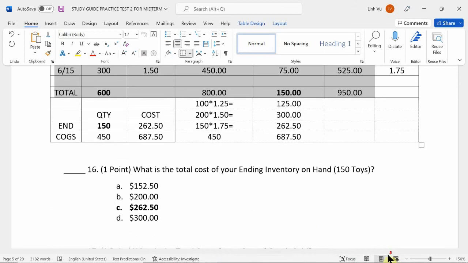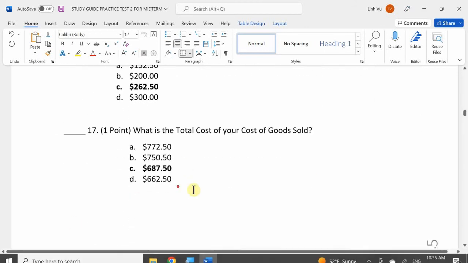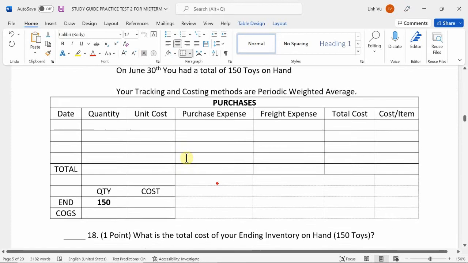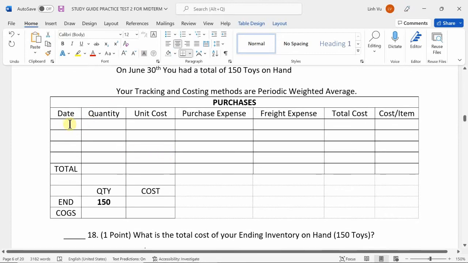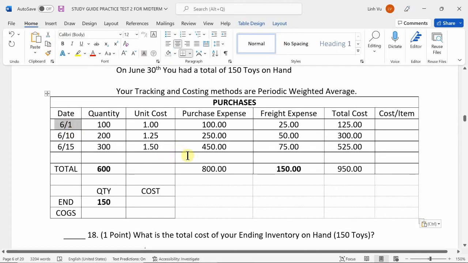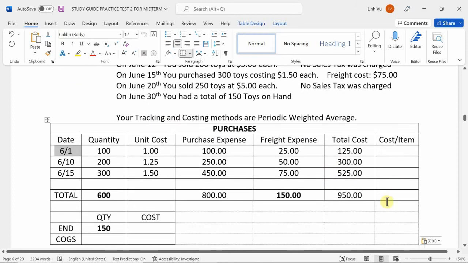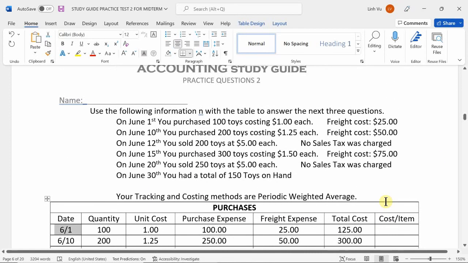But this time, the costing method is going to be weighted average. So again, your inventory tracking and costing method is periodic weighted average. That's why I didn't copy the cost per item, because you don't need it. You don't need to calculate that.